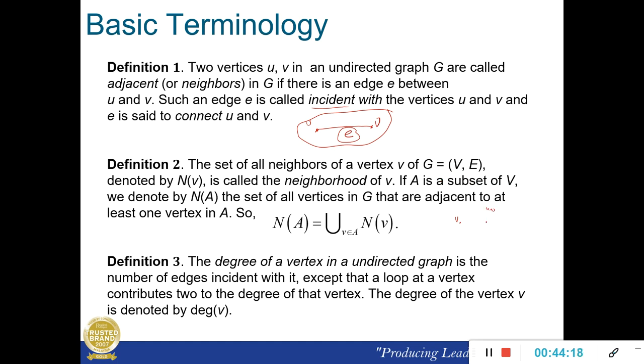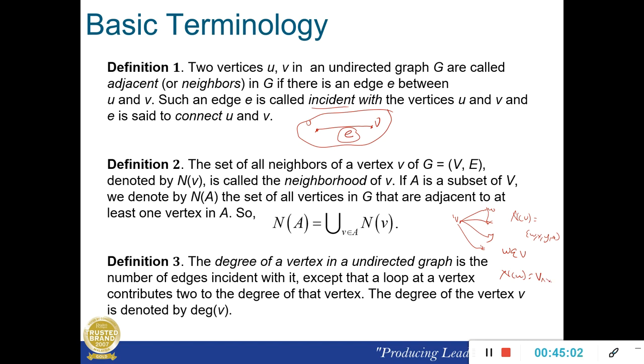Then you have W, X, Y, Z. So let's say they all have a connection. They are all neighborhoods of V, so you can say N(V) is W, X, Y, and Z. If A is a subset of V, W, X, Y, and Z can be any subset. Let's say W is an element of V as well. If A is a subset of V, we denote N(A), the neighborhood of W, is V. Or maybe W is connected to X.